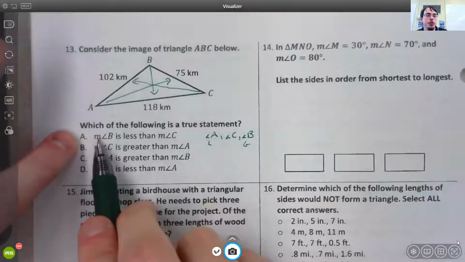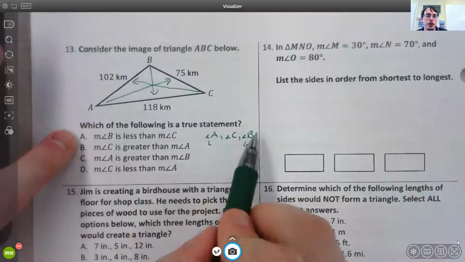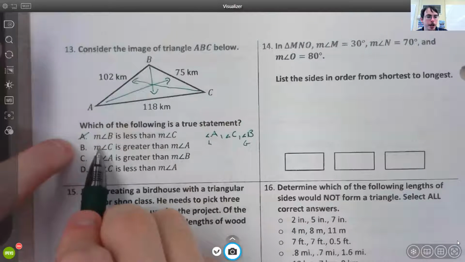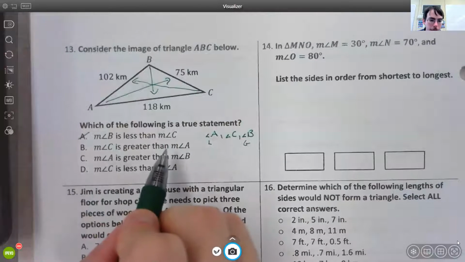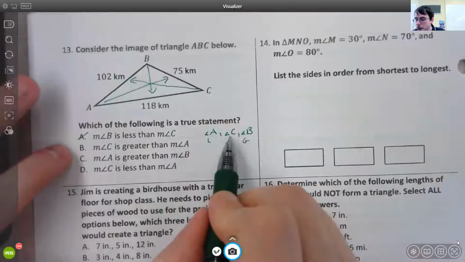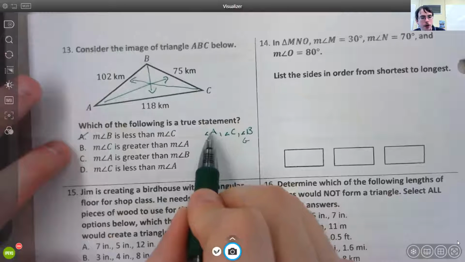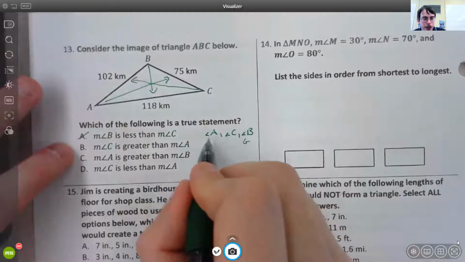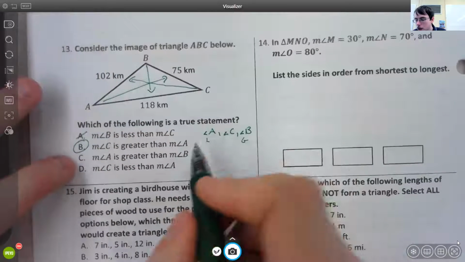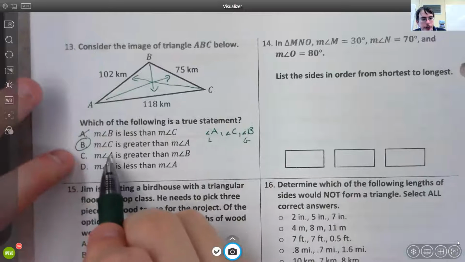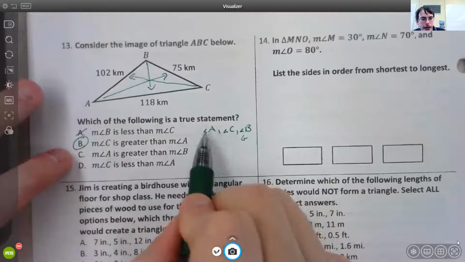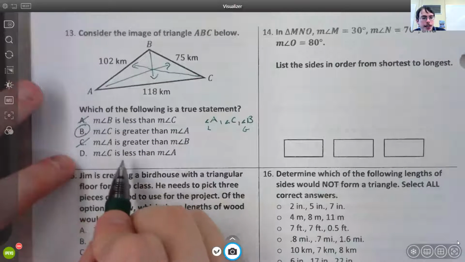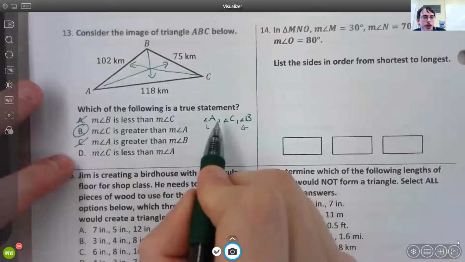A says the measure of angle B is less than the measure of angle C. Well, according to our list, B should be greater than C. So A doesn't work. B, the measure of angle C is greater than the measure of angle A. Well, here angle C is ahead of angle A, which we said was the least. So that would be true. C should be greater than A. Let's look at C and D just to make sure. The measure of angle A is greater than the measure of angle B. Well, A is the least and B is the greatest, so that's not true. And then D, the measure of angle C is less than the measure of angle A. C is not less than A.